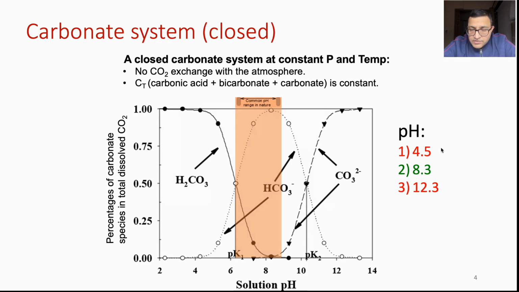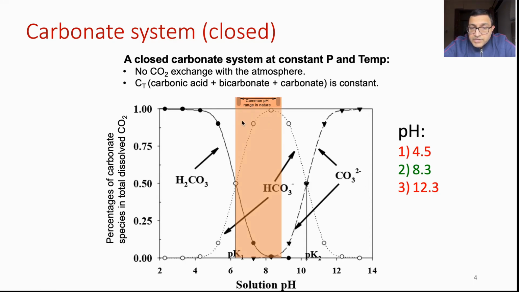There are three critical points. When pH is below 4.5, all the carbonate is present as carbonic acid. In between 4.5 and 8.3, there is a mix of carbonic acid and bicarbonate. At about 8.3, all the carbonate is present as bicarbonate. And from 8.3 to 12.3, there is a combination of HCO3 minus and CO3 2 minus. But after 12.3, all the carbonate is present as CO3 2 minus.